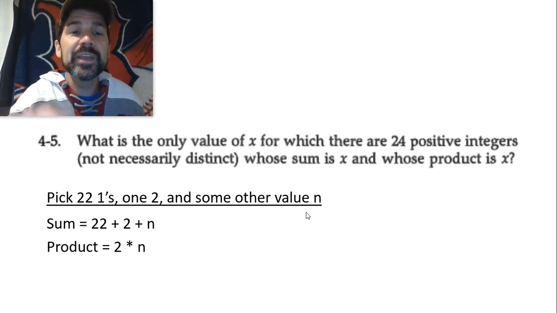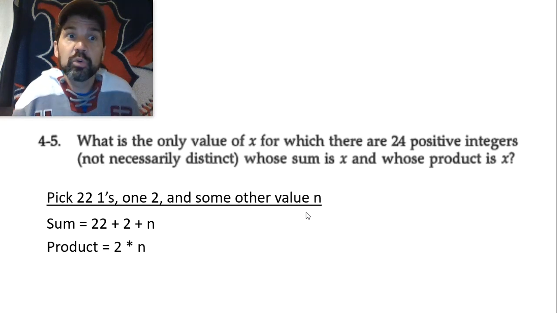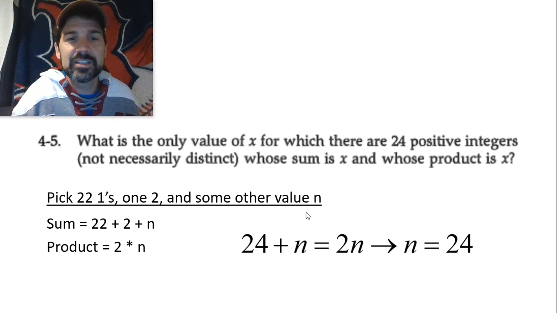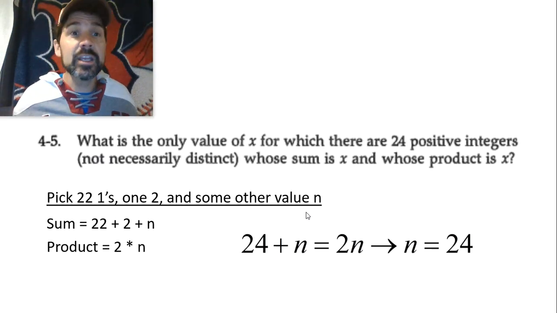Now we want these two things to be equal to each other. This is looking promising because we've got just a nice linear equation here. So we set these things equal to each other, and you get 24 plus n equals 2n, and just n equals 24.